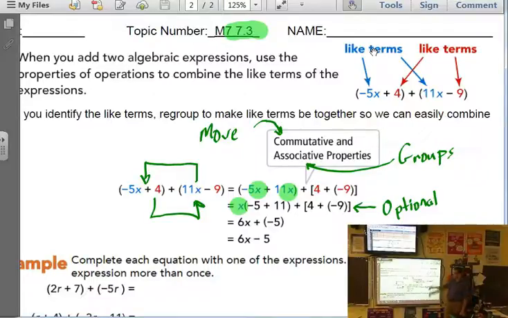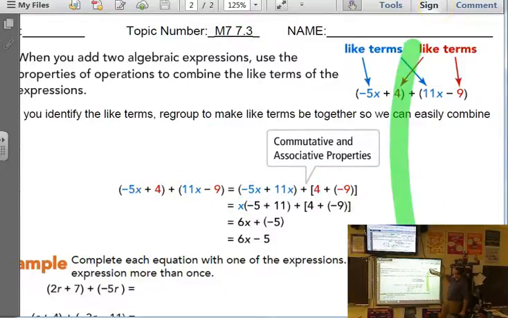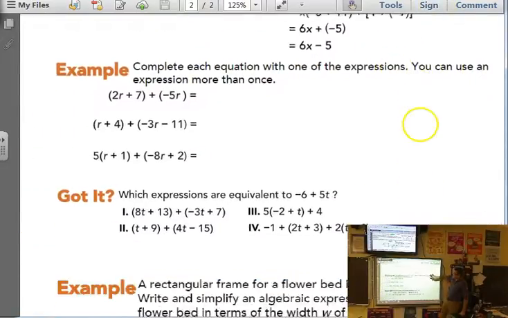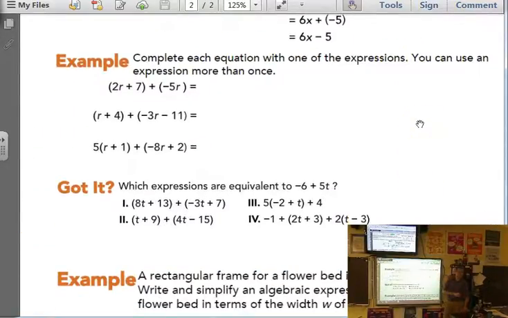Okay, let's try this. The first one we made easy. We have a binomial and then just a monomial, a single. So it starts a little bit easier than the other one. I need to rearrange so that my like terms are together. So, can I add 2r plus 7? Jack, what do you think? Can I add 2r and 7?